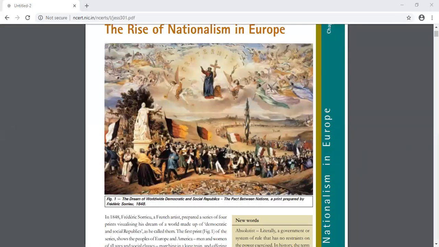And this picture was prepared by Frederick Sorrieu in 1848. He prepared a series of 4 prints visualizing his dreams. His dream of a world made up of democratic and social republics, as he called them.